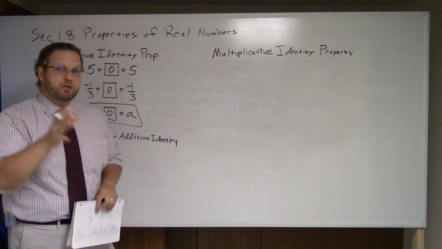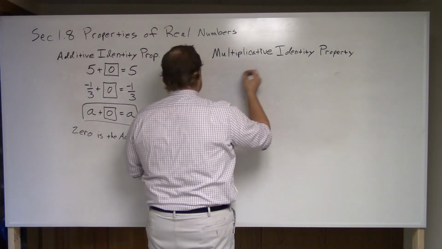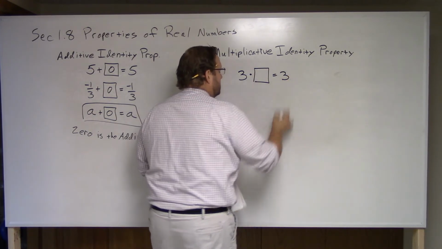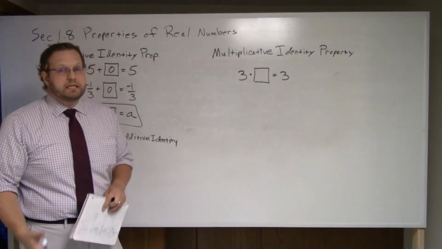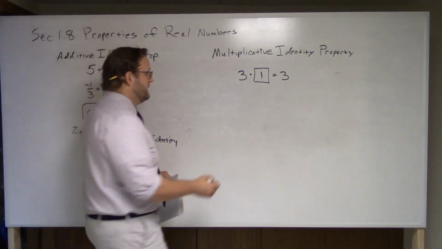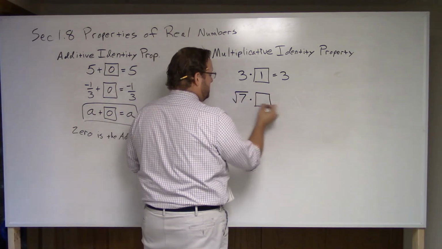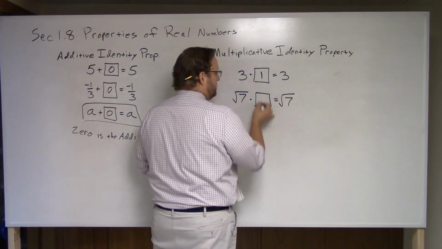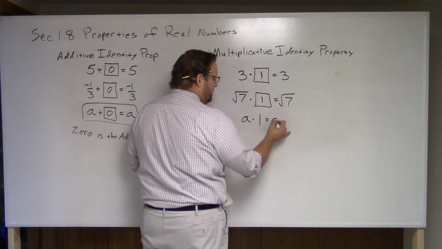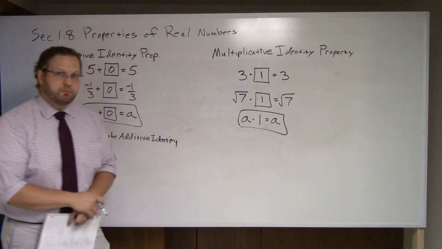Okay? Now, multiplicative identity is just the same idea, but with multiplication. So if I have, let's say, 3 times what keeps it an identical 3. In this case, it's a little different, but it's just a 1. 1, that's it. If I have a square root of 7 times what keeps it a square root of 7? 1. Anything times 1 keeps it the same. And there is your multiplicative identity property.